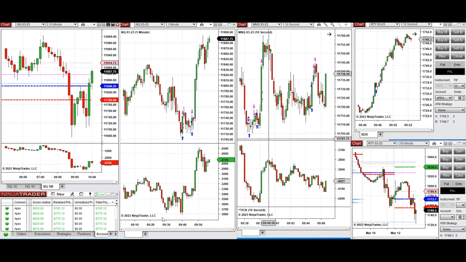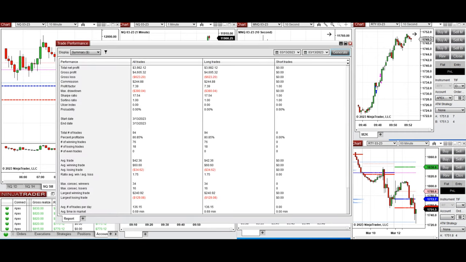Every trade was copied by the copy trader to multiple Apex funding accounts. And so the average of all these trades shows a profit factor of 7.4. All other things like Sharpe ratio are very high. And we had a 76% win rate from the long side that was taken. And we have an average win to loss ratio of 1.75. And you can see average winning and losing trades.